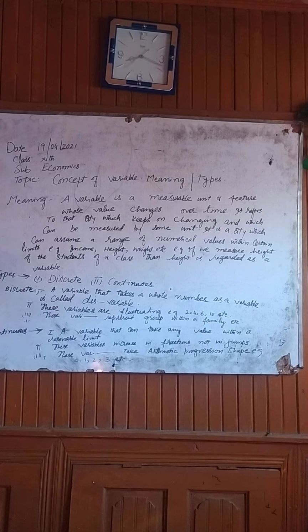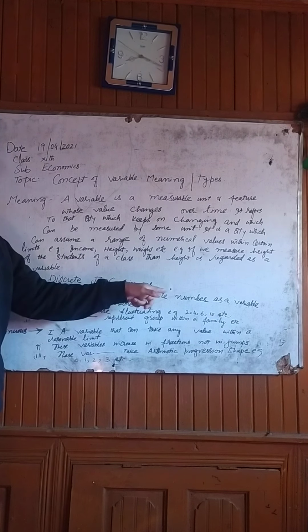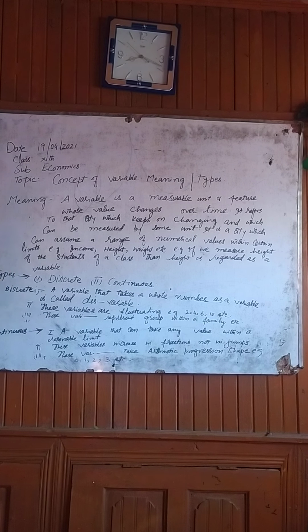Okay. Now what is a discrete variable? A variable that takes a whole number as a value is called a discrete variable. These variables are fluctuating, for example 2, 4, 6, 10, 8, etc. These variables represent a group within a family, etc.